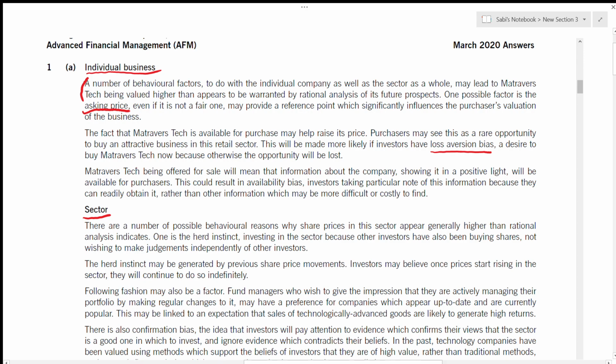Matt Trevor's tech being offered for sale will mean that information about the company, showing it in a positive light, will be available for purchasers. This could result in availability bias: investors taking particular note of this information because they can readily obtain it, rather than information which may be difficult or costly to find. Now let's go to the sector wise.